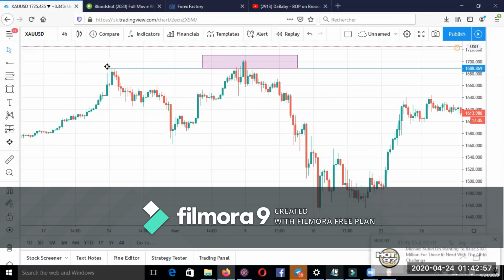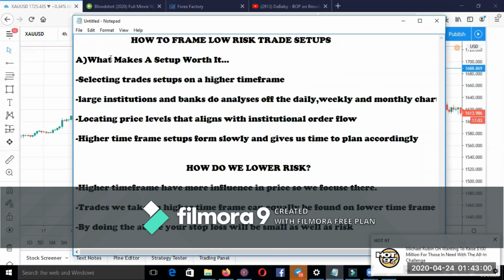Let's go back to Arnold and read something. Large institutional banks trade by locating price levels that align with institutional flow.